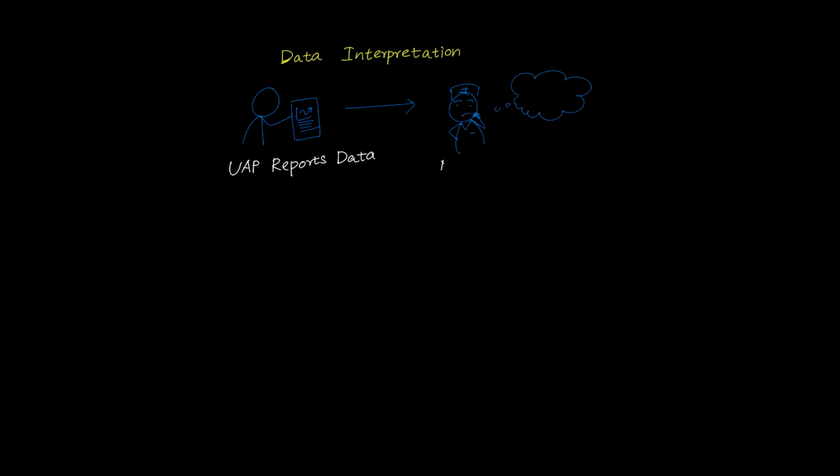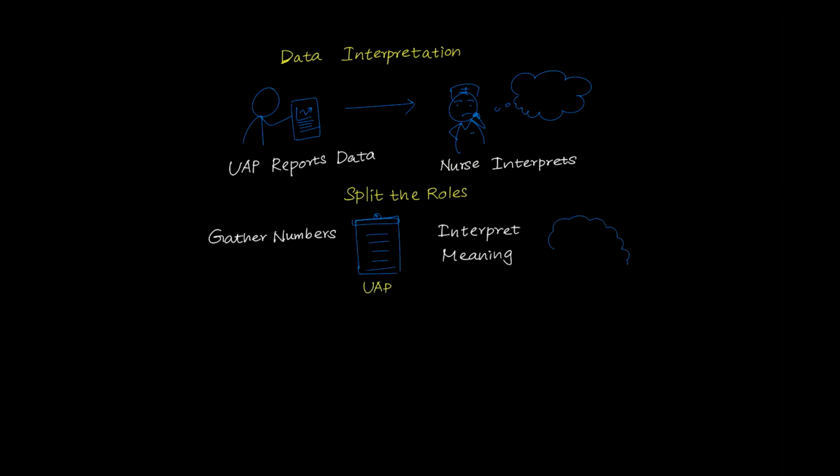When a UAP reports trending vital signs and asks if the pattern is worrisome, the nurse has to take the interpretation back. Trending and drawing meaning from clinical data falls under the E in UEAT. The UAP can gather the numbers. The nurse interprets them. Accountability for evaluation stays with the license.